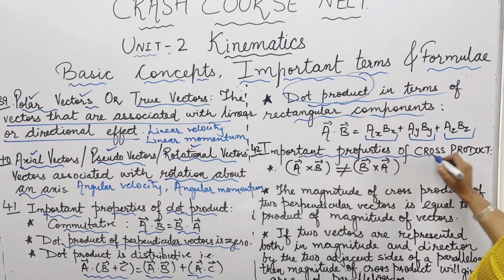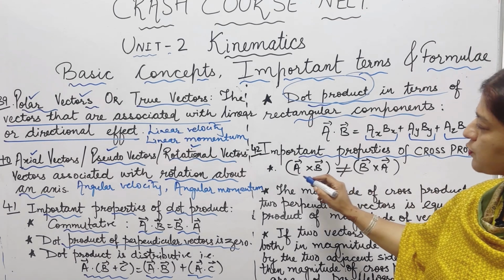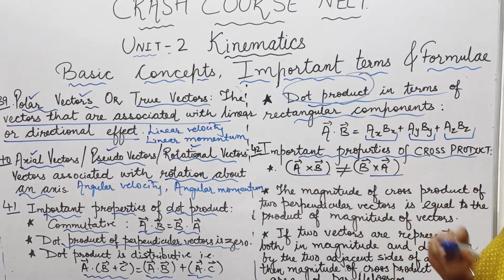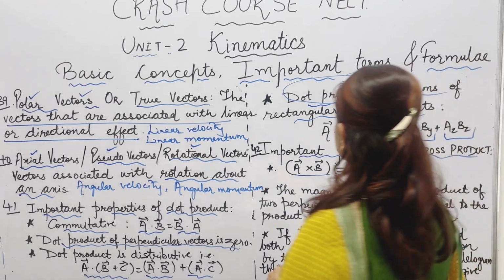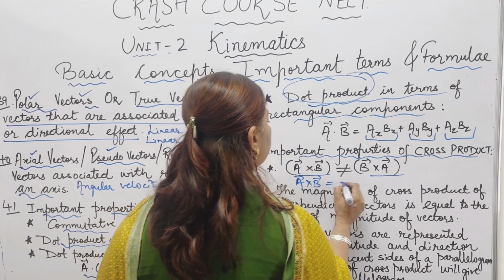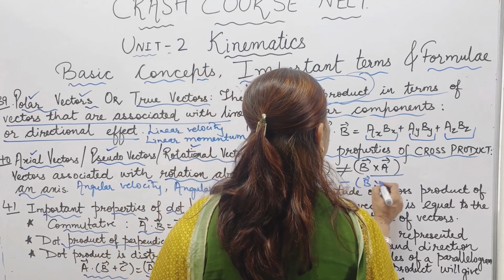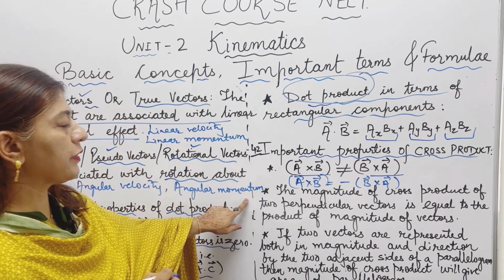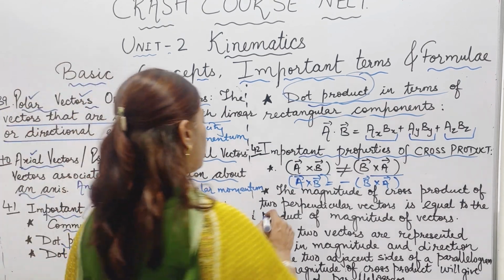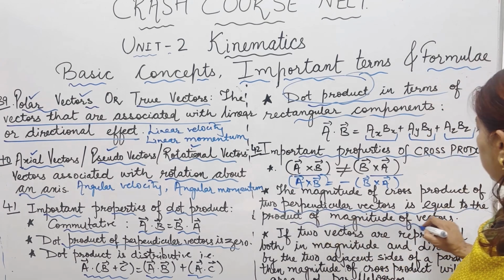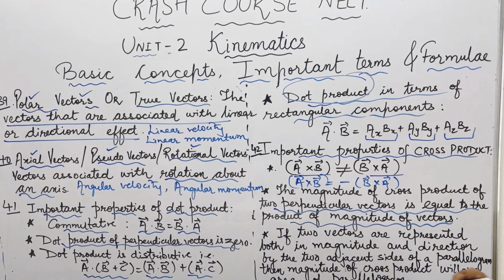Another important set of properties is of the cross product. Cross product A cross B is not equal to B cross A. It is not following the commutative law as the dot product does. Actually, A cross B is equal to the negative of B cross A. So this is the fact. The magnitude of the cross product of two perpendicular vectors is equal to the product of the magnitudes of these vectors.